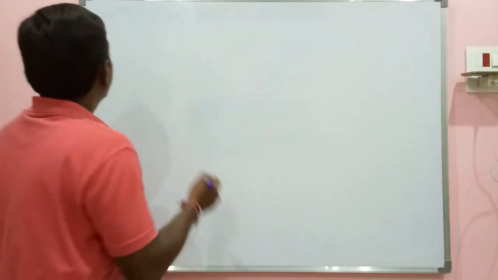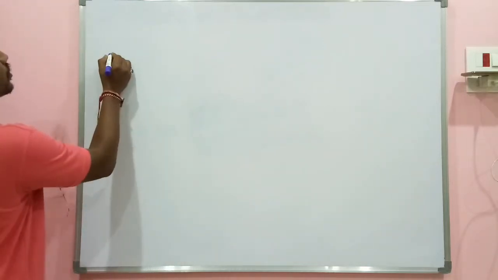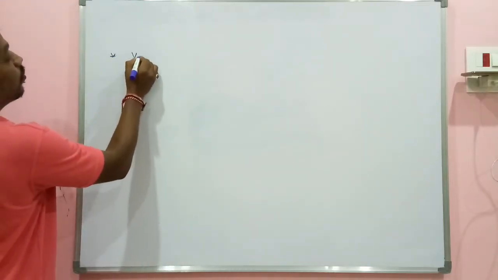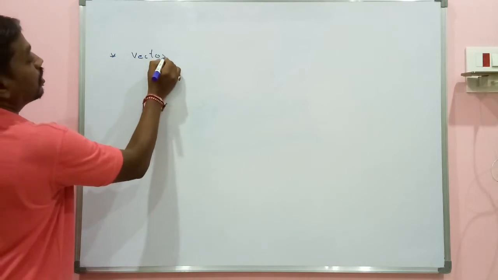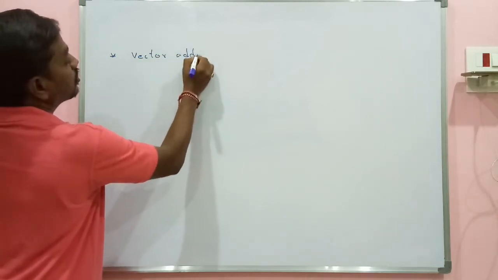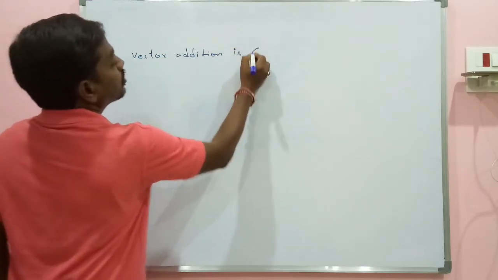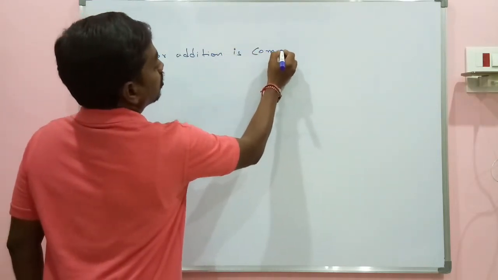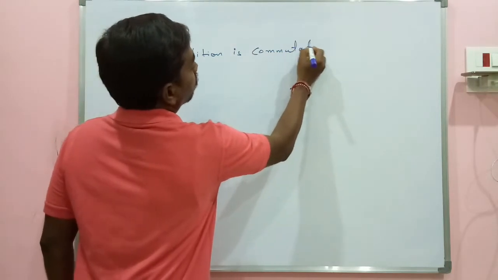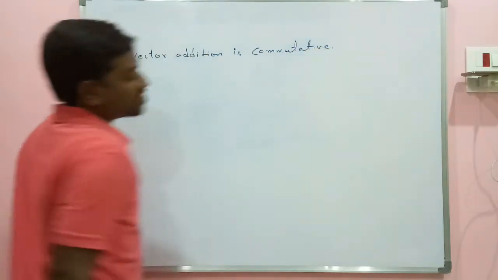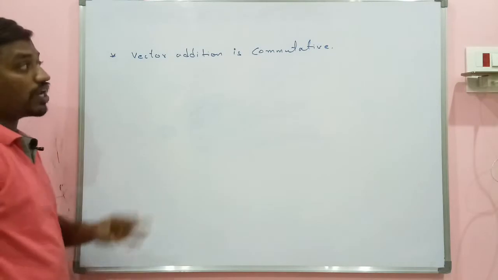Next, let me give you the properties of vector addition. Vector addition is commutative. What is commutative? You already know in your lower classes.